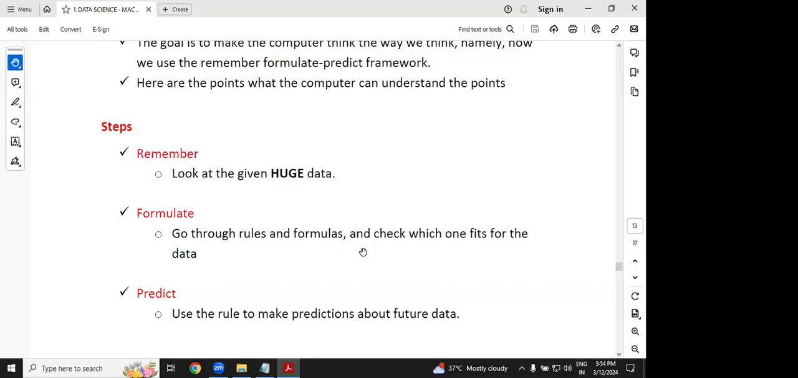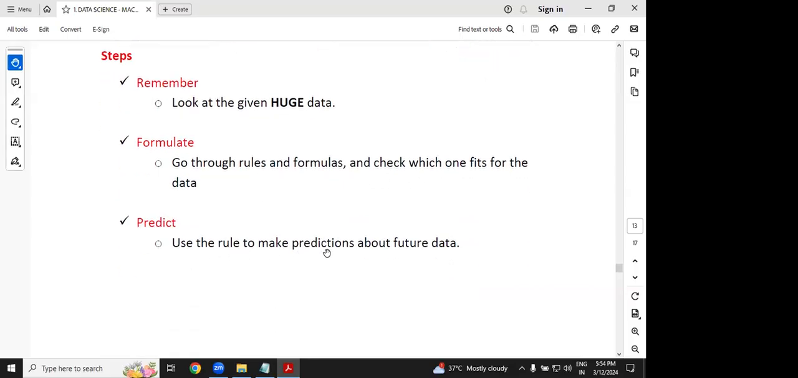Go through the rules and formulas and check which one is the fit for the data. Use the rule to make predictions about what exactly? Features. Simple. Machine learning will do the prediction. To do the prediction, what is it doing? Remembering the data. And at the same time, whenever it is walking through the data, it is creating some formulas. And finally, it applies those formulas over the new data.